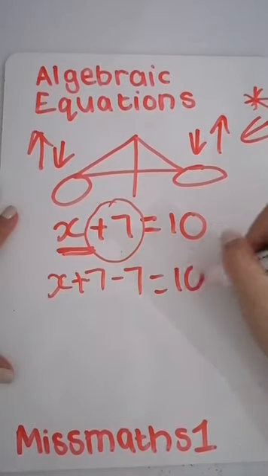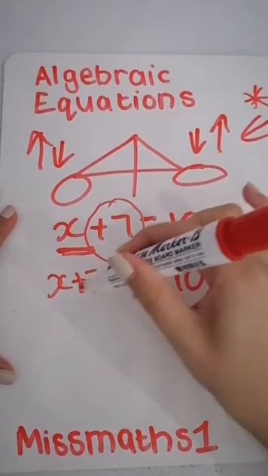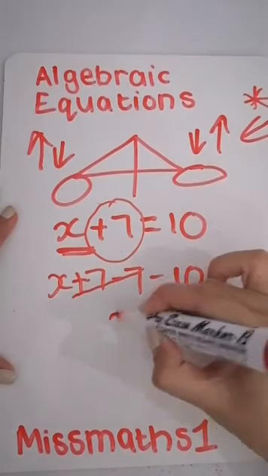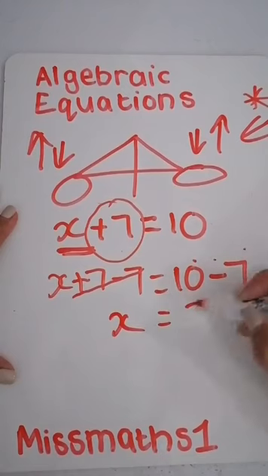So I'm going to have 10 minus 7. Okay, net result of a plus and a minus of the same number is 0. So you've got X on its own. 10 minus 7 is 3.